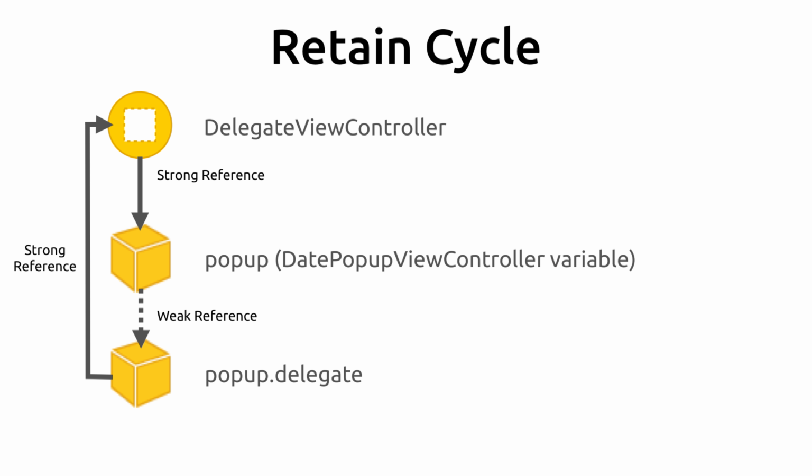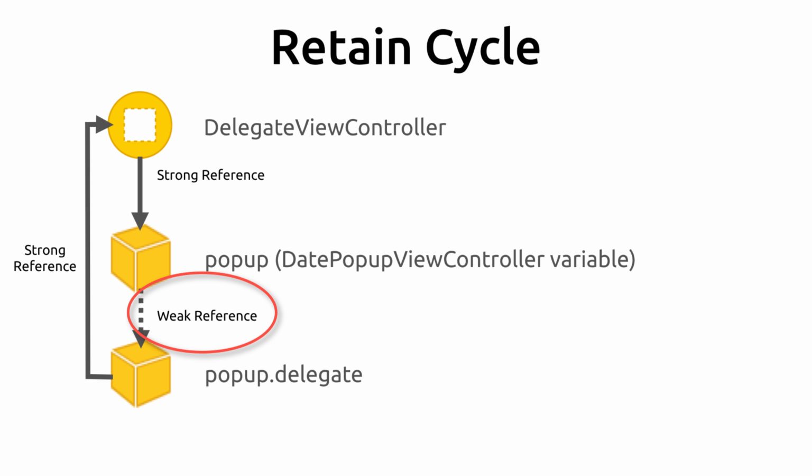Okay, so let's review what we just did. Here's what our graph looks like now. We broke the retain cycle by making our delegate have a weak reference back to the class that is assigned to it, the parent. And like I said before, this is a pretty standard practice, and it's a good practice to keep in mind and follow when working with delegates.